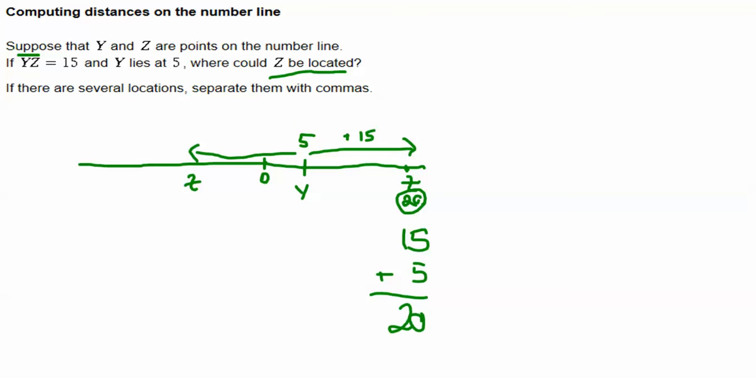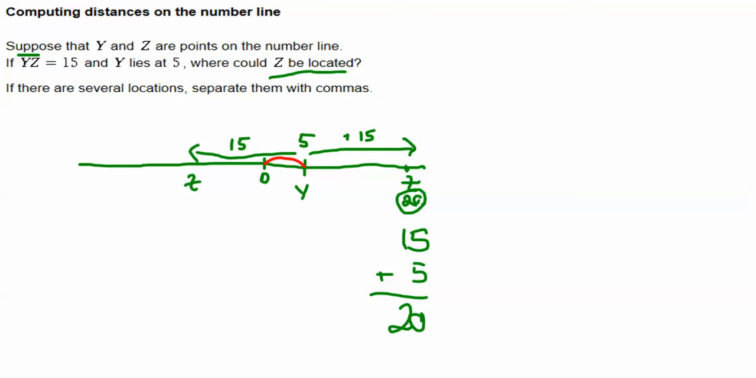And YZ, that line segment Y to Z, is 15 units long. So starting at 5, we have to travel 15 units to the left. We're going to cross over 0 and then into negative numbers heading towards the left. So if we think about this, it's 5 units to get back to 0. And we're going 15 units in total to get to Z.